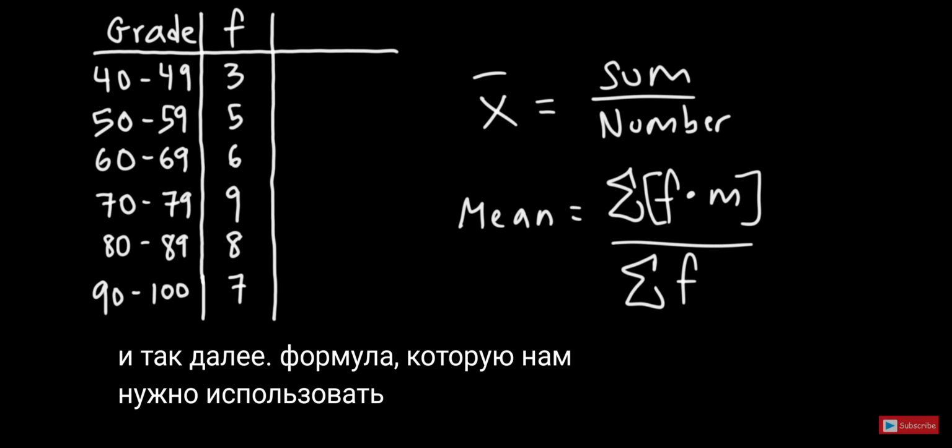At this point, we can see a pattern. The next one is going to be 64.5, and then 74.5, and then 84.5. The last one is different. So it's 90 plus 100, which is 190, divided by 2. This is going to be 95.